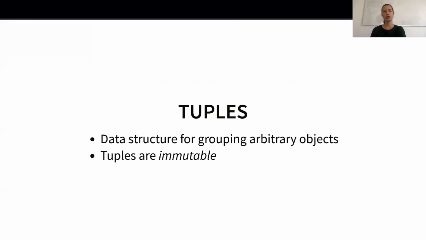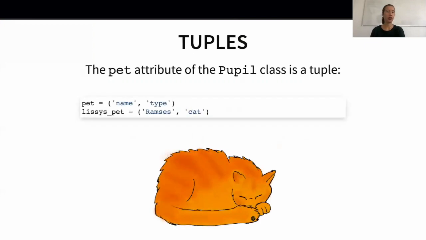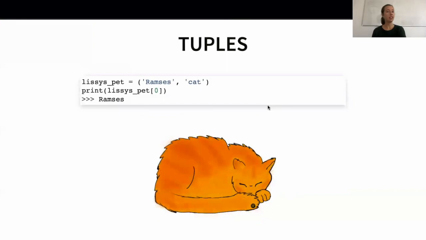We already use tuples in our magical universe. For example, we defined the pet attribute of the pupil class to be a tuple. Each tuple has two fields, the name of a pet and its type. Ramses, Lily's cat, would be an example of such a pet. Each field of this tuple can be accessed using its integer index. For example, we could get the name of Lizzie's pet by looking at the value at index 0.